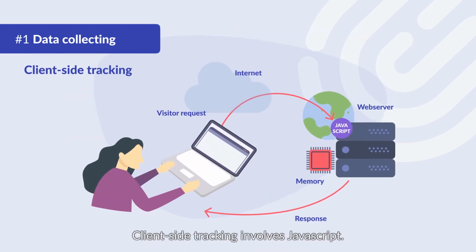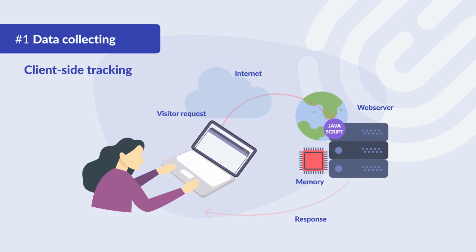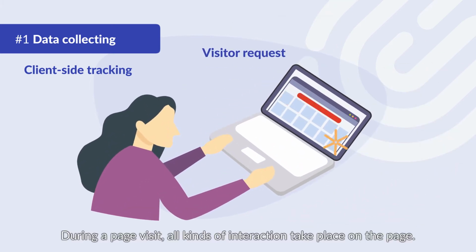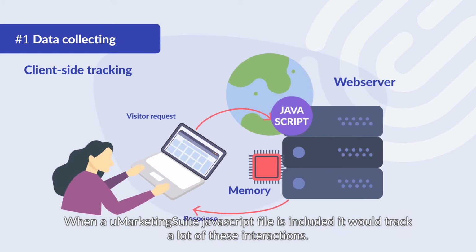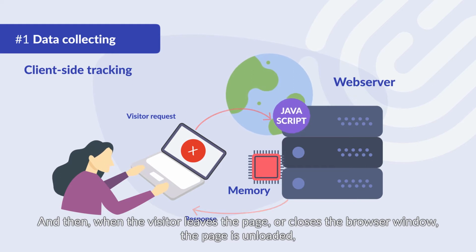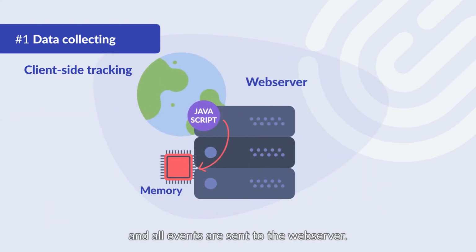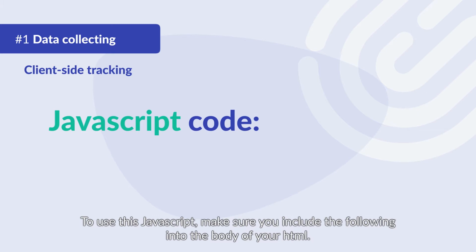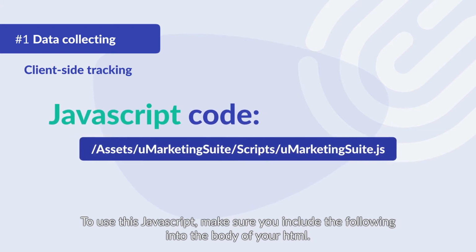Client-side tracking involves JavaScript. During a page visit, all kinds of interaction take place on the page. When a uMarketingSuite JavaScript file is included, it will track a lot of these interactions, and then when a visitor leaves the page or closes the browser window, the page is unloaded and all events are sent to the web server. To use this JavaScript, make sure you include the following into the body of your HTML.